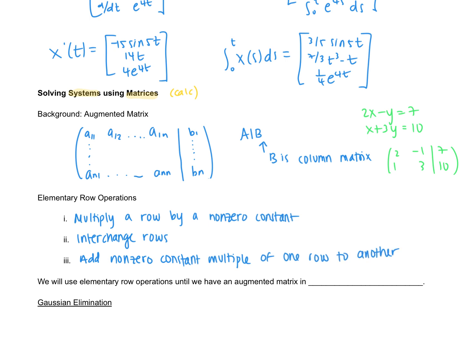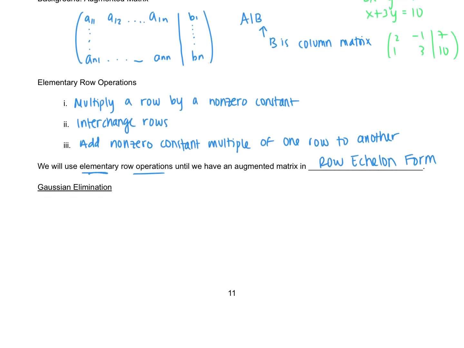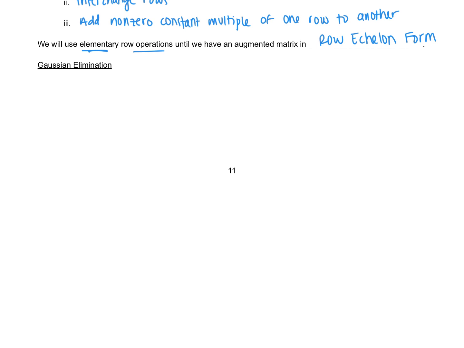And so what we do is we use these elementary row operations until we have an augmented matrix in what we call row echelon form. The way that we're going to do that is first we're going to use this process called Gaussian elimination. So when we use Gaussian elimination, we're going to get a matrix in row echelon form, which has three things that are true about it.